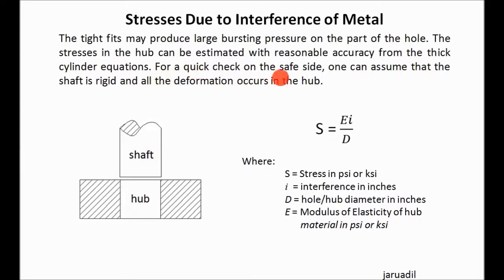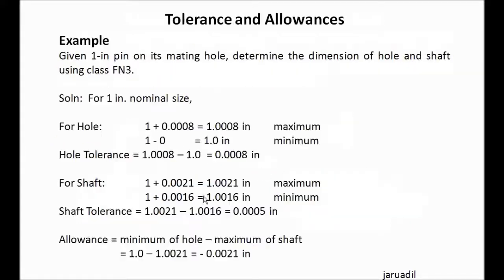For a quick check, on the safe side, one can assume that the shaft is rigid and all the deformation occurs in the hub. So, pwede naman sa ating i-assume dito, for quick check lang ng stresses. Assume natin yung shaft is rigid, hindi siya na-deform pag pinasok mo, at yung hub ang na-deform. So, we have this equation, S is equal to EI divided by D, where S is the stress in PSI, kung anong value ng E. So, yung I is interference in inches, yung nag-compute natin kanina, yun yung I. Ito yung I, negative allowance.